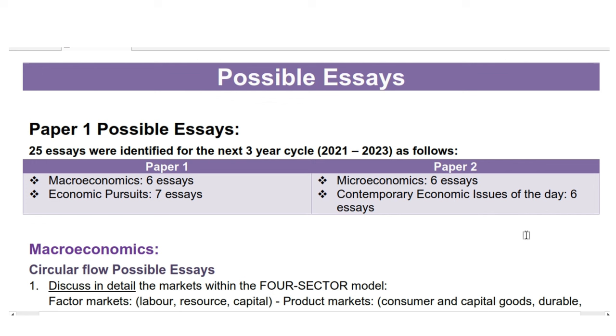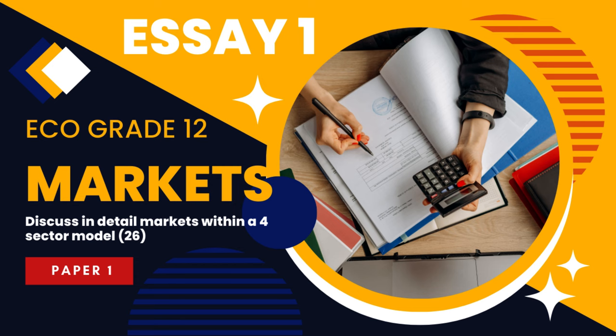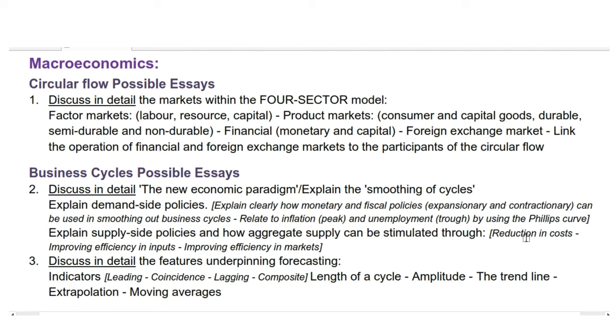Let's explore macroeconomics essays. Under circular flow possible essays, we have one essay and it goes as follows. Essay 1. Discuss in detail the markets within the four-sector model. A. Factor markets: labor, resource, capital. B. Product markets: consumer and capital goods; durable, semi-durable and non-durable. C. Financial: monetary and capital. D. Foreign exchange market. Link the operation of financial and foreign exchange markets to the participants of the circular flow.